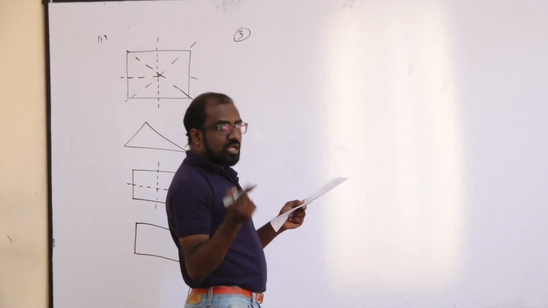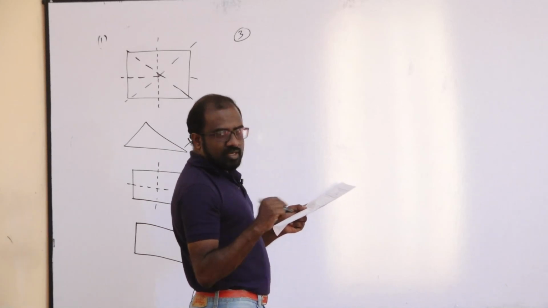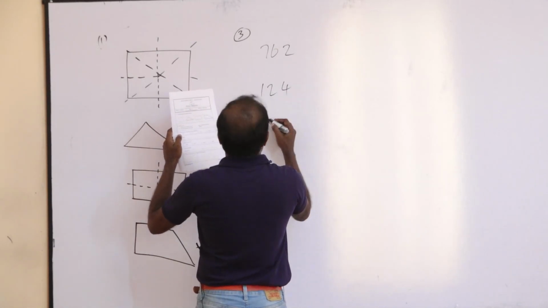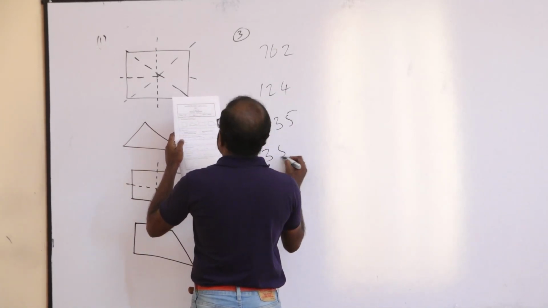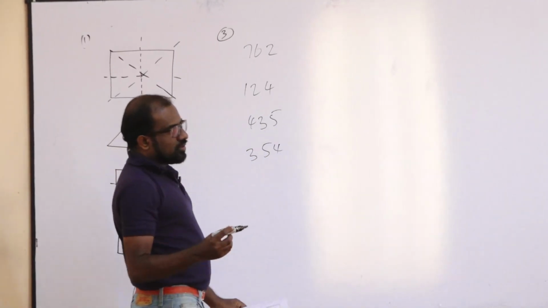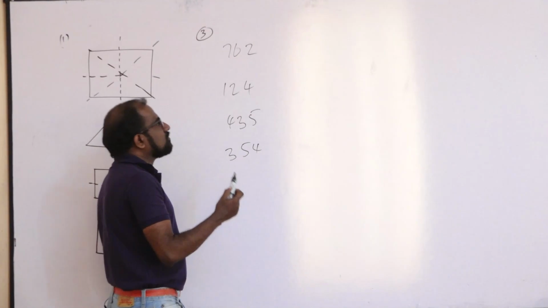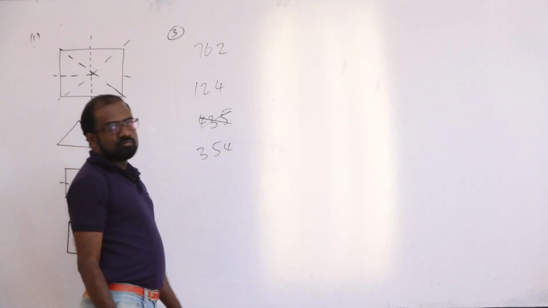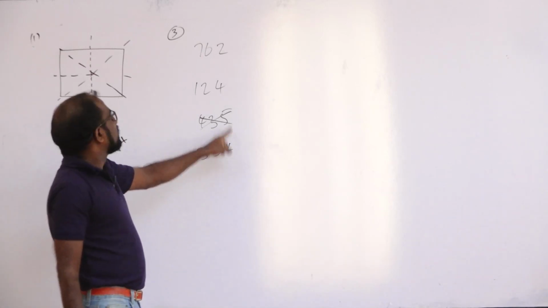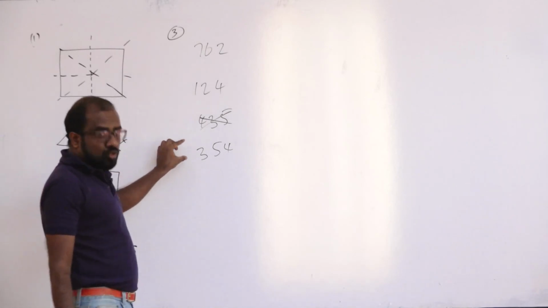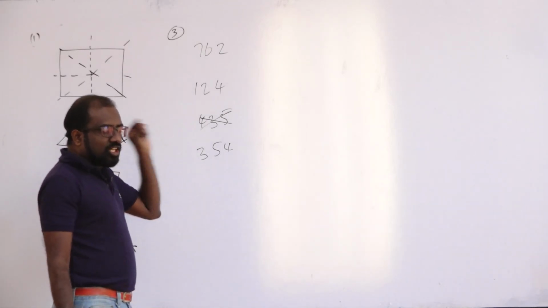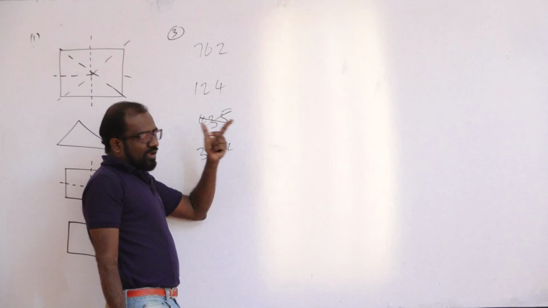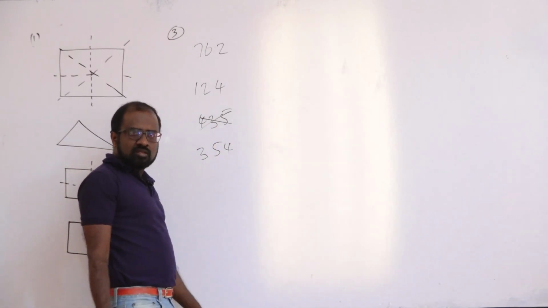We have to underline the numbers which can be divided by 6. The numbers are 762, 124, 435, 354. If you can divide by 6, you should be able to divide by 2. The last digit of 435 is 5, so that is not an even number. These 3 numbers you can divide by 2. Now you have to check whether you can divide those numbers by 3. If you can divide by 3, then you can divide that number by 6.